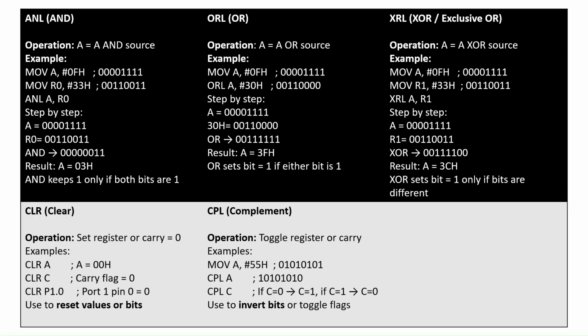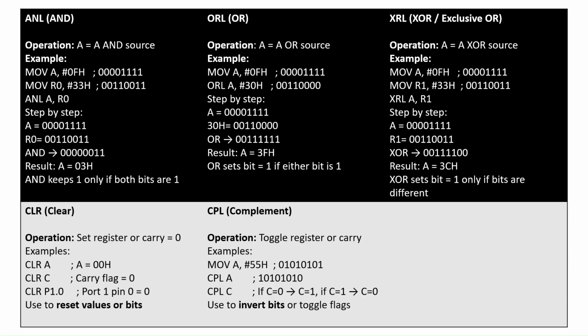Next, let's look at the ORL instruction. ORL performs a logical OR operation between two operands. Example: MOV A, #0FH, ORL A, #30H. In binary, 0F is 00001111 and 30 is 00110000. In an OR operation, if either bit is 1, the result becomes 1. So the result becomes 00111111, which is 3FH. This value is stored in the accumulator.